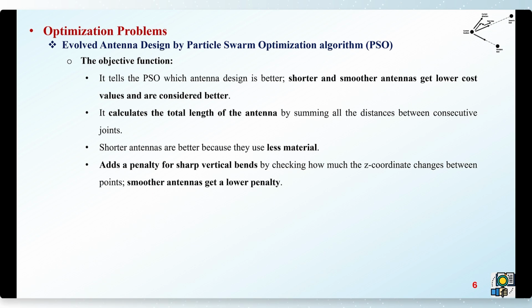Now here we have the objective function, which is the most important part. It tells the PSO which antenna design is better. Shorter and smoother antennas get lower cost values and are considered better. It calculates the total length of the antenna by summing all distances between consecutive joints. Shorter antennas are better because they use less material. Also, the objective function adds a penalty for sharp vertical bends by checking how much the z-coordinate changes between points. Smoother antennas get a lower penalty.